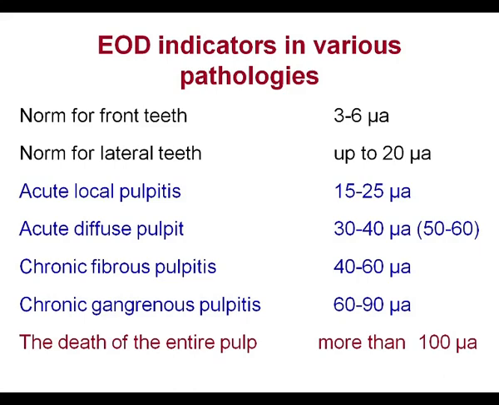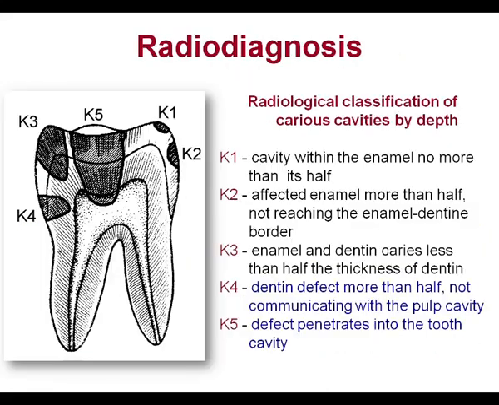Normal front teeth give us a result of about 6 microamperes, and lateral teeth may be up to 20 microamperes. And other forms of pulpitis have their own results. As for death of the entire pulp, for example in periodontitis, the result is more than 100 microamperes. The next method is radiodiagnosis.